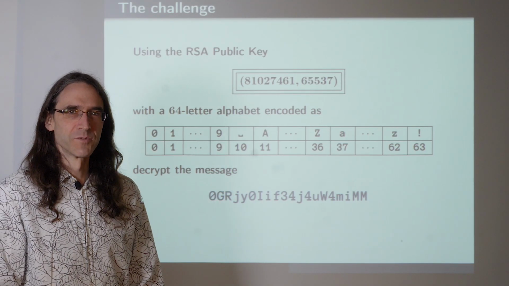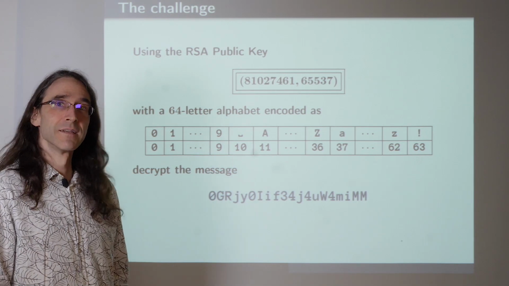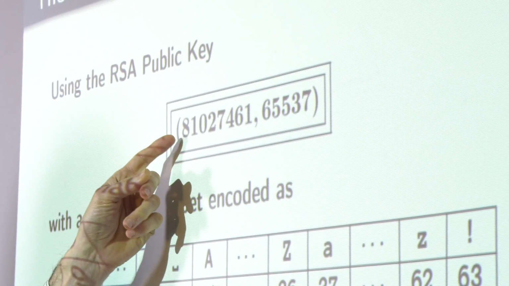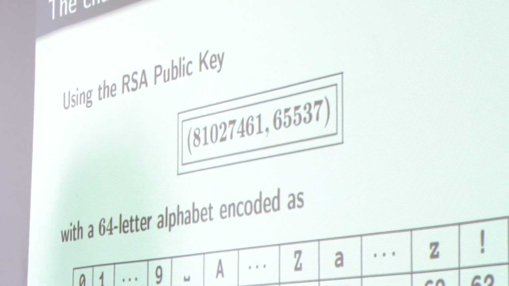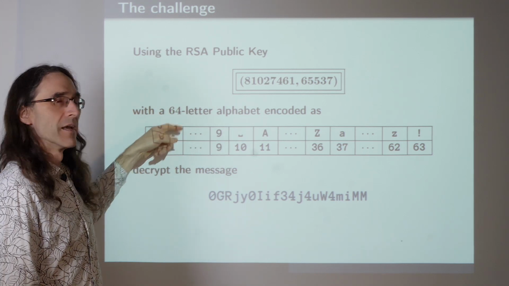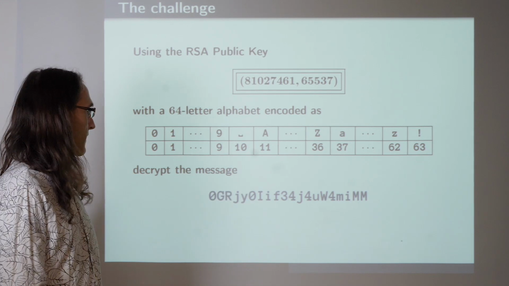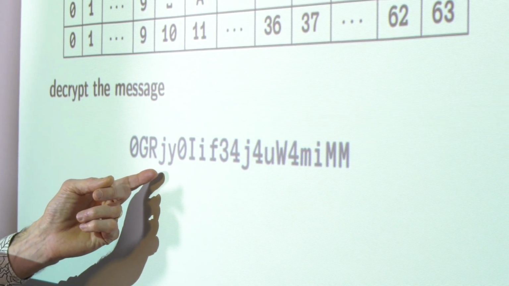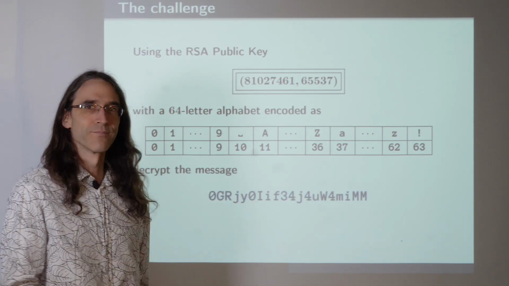So the challenge was a cryptography challenge using the public key crypto system RSA. And you were given the public key, which was made up of these two numbers. So this one, which is about 81 billion, and 65,537. And a 64-letter alphabet encoded as shown. And the task was to decrypt the ciphertext message, which was written here. So 0, uppercase G, uppercase R, lowercase j, lowercase y, and so on.